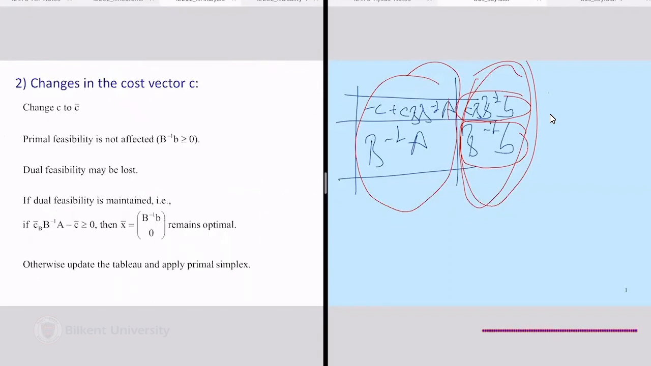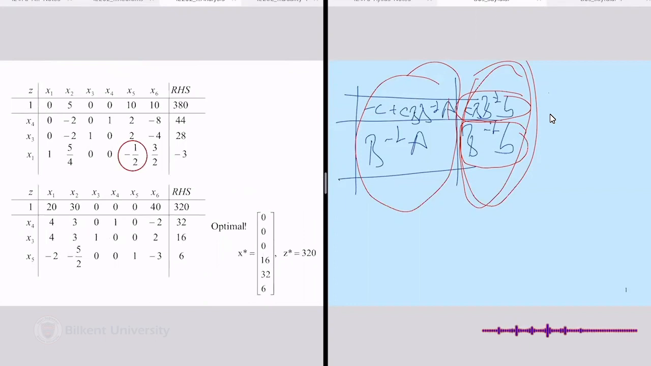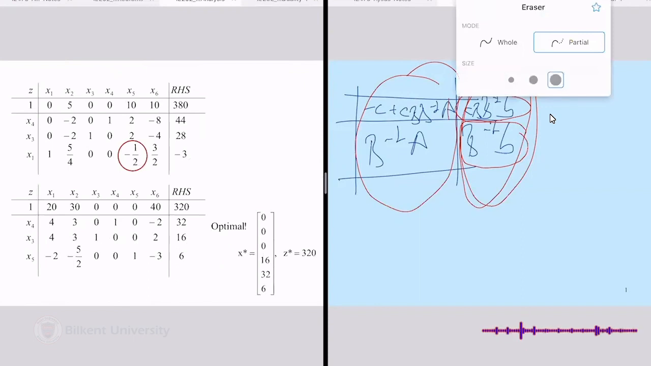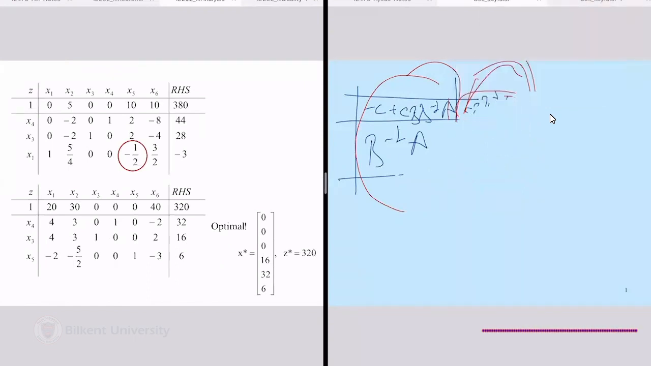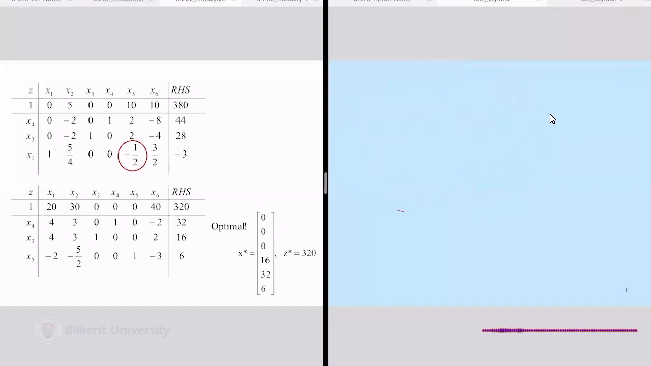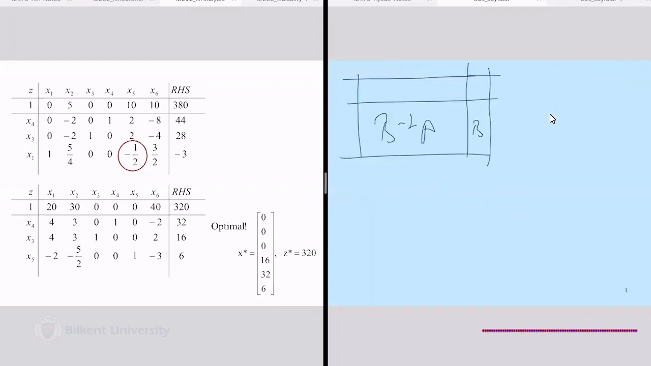Any questions from here? Is it clear, or do you want me to go over a part of it? We'll wait a little bit so that you can think. And if you think it's fine, I'll continue with the change in the right-hand side vector. No questions. Good. Okay, then.